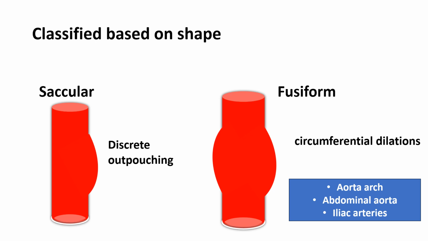Based on shape, aneurysms are classified as saccular aneurysms and fusiform aneurysms. In saccular aneurysm, there is a discrete outpouching, while in fusiform, it is circumferential. It is present all around the circumference, while here it is only on one side. It is discrete. This can happen anywhere, that is saccular can happen anywhere, but fusiform happens mainly in the aortic arch, abdominal aorta, or iliac arteries.